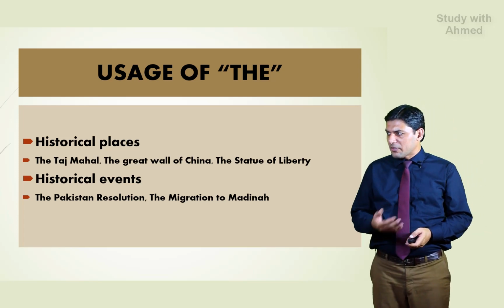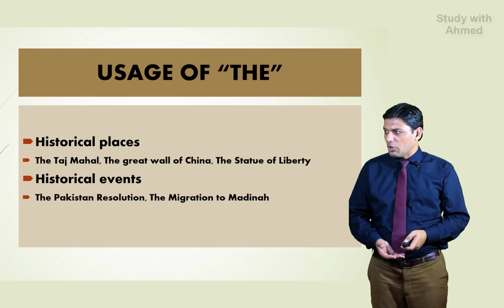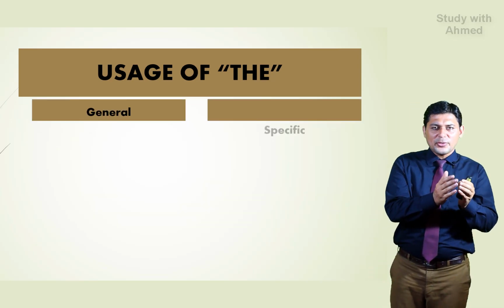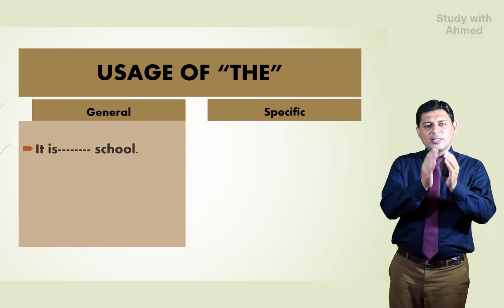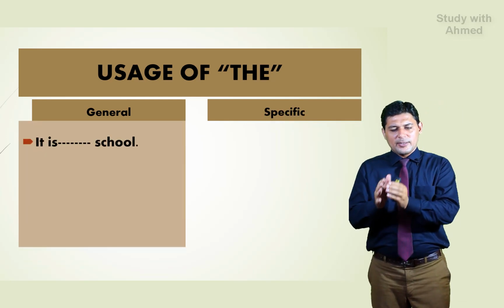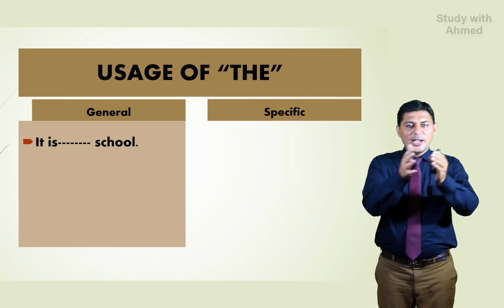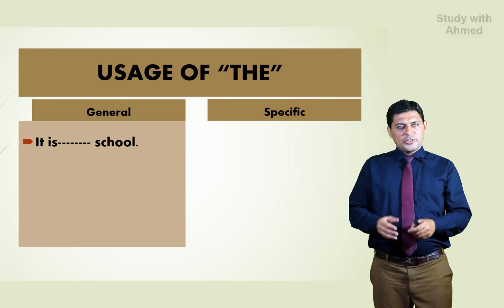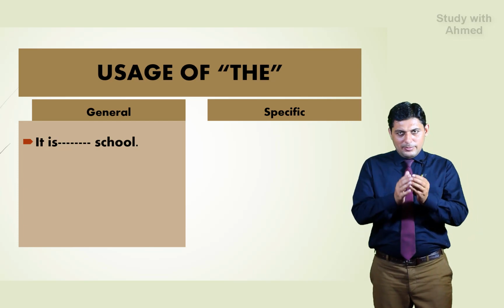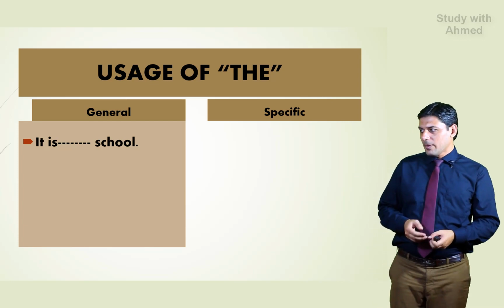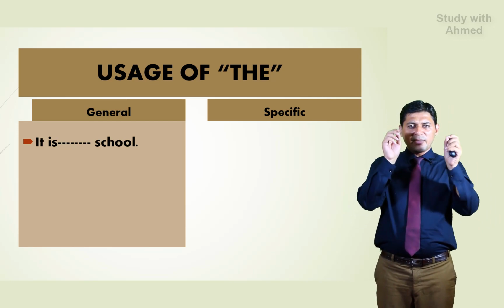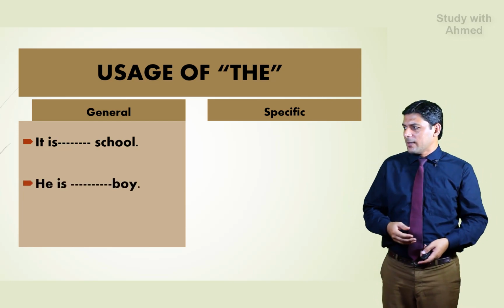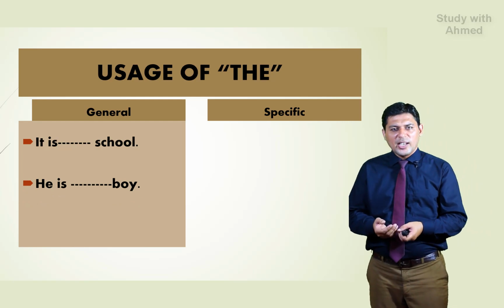Next idea is general and specific. It's very important for a general noun or pronoun: we do not use a specific article, a definite article. "The" use नहीं करते हैं वहाँ पे, a या an use करते हैं. It is a school. General की बात कर रहे हैं. It is a school. He is a boy. We are not discussing a specific or a particular one. General की बात कर रहे हैं. A use करेंगे. It is a book.